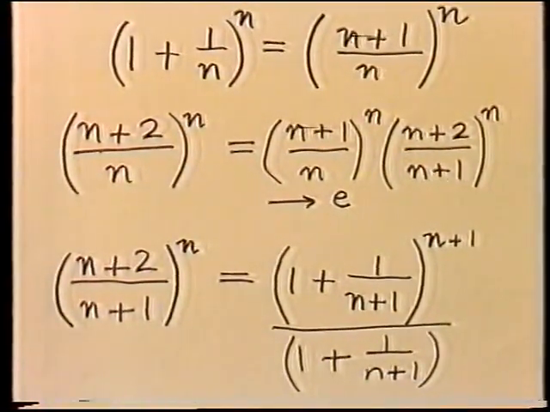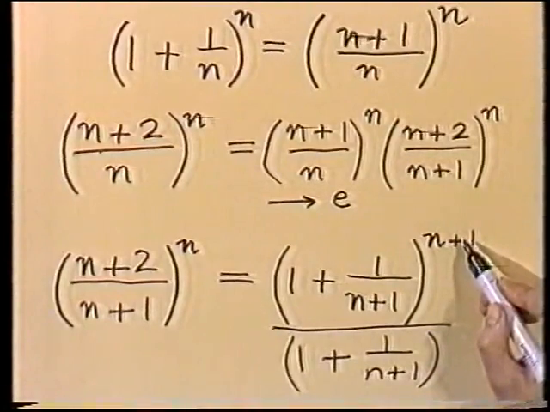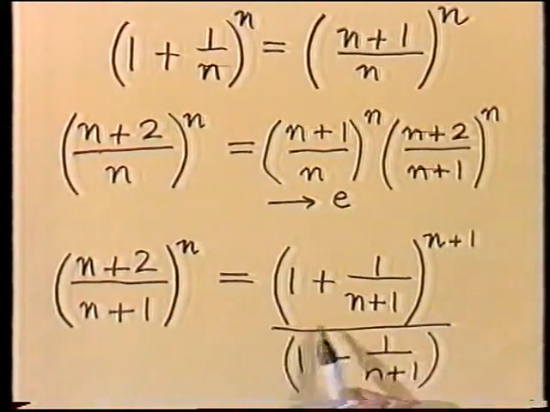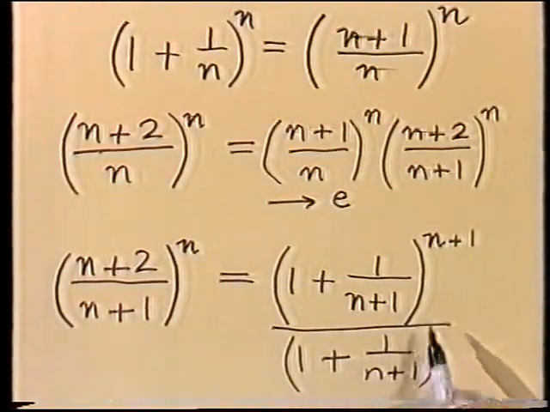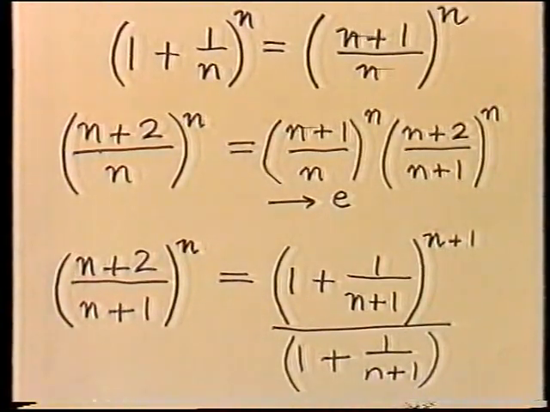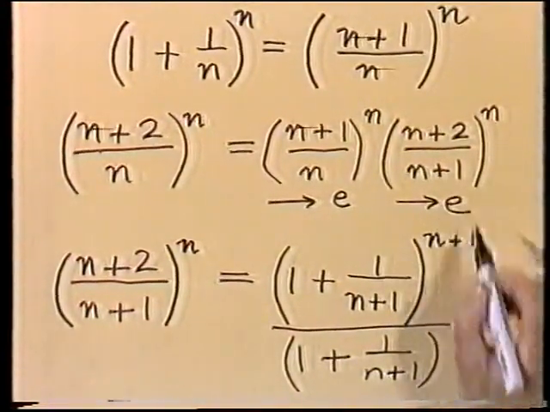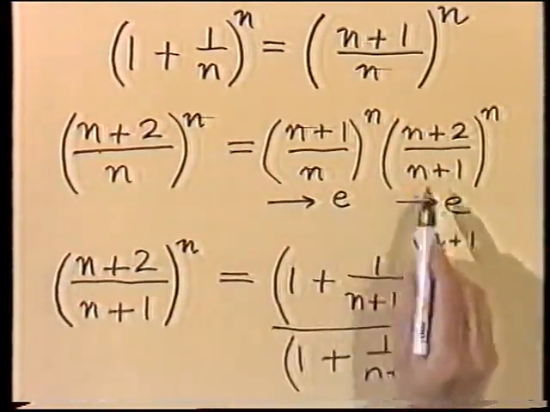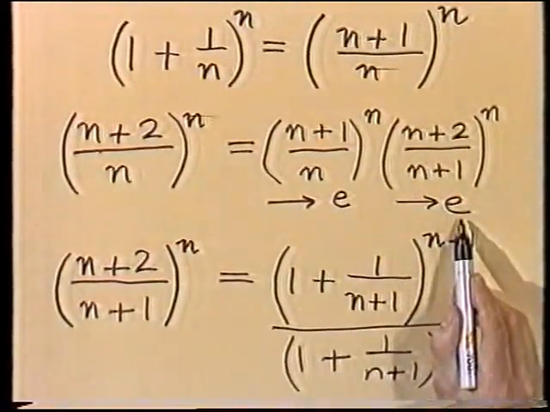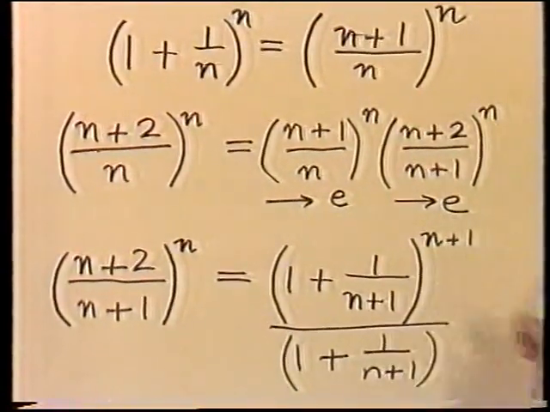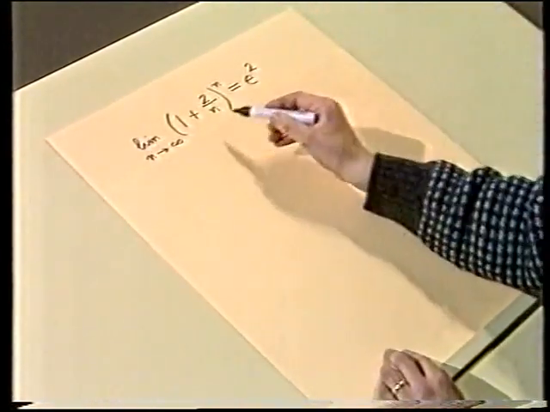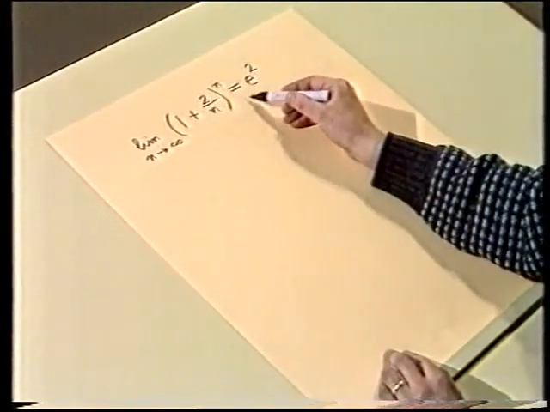But now we're okay. These two are the same, and so when n tends to infinity, the numerator will tend to e, and the denominator will tend to 1, because that's a null sequence. So this term does indeed tend to e, and so this tends to the product, e times e, or e squared. So we can show that the limit of (1 + 2/n)^n is equal to e squared.